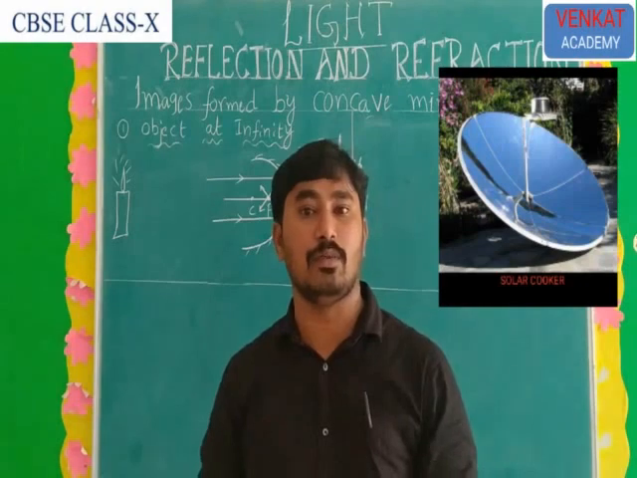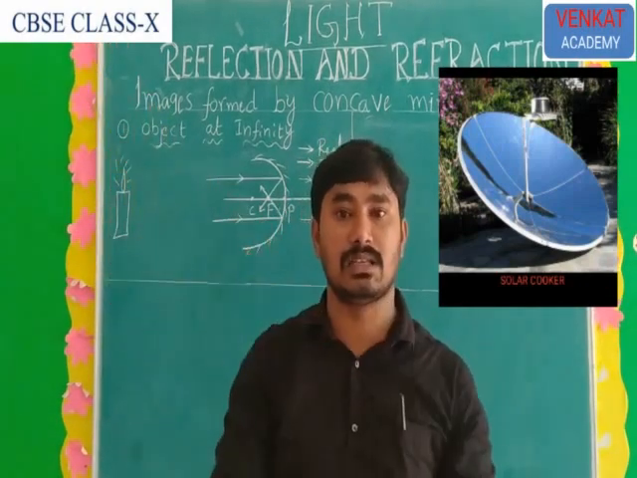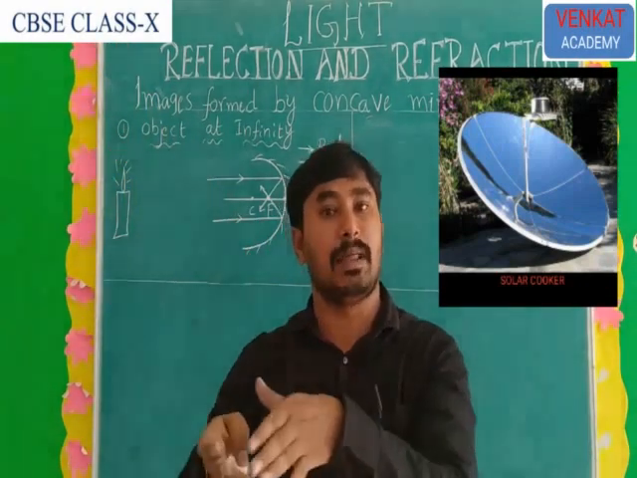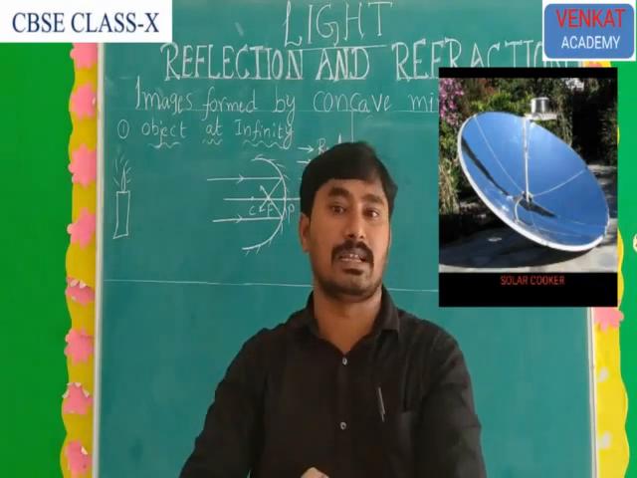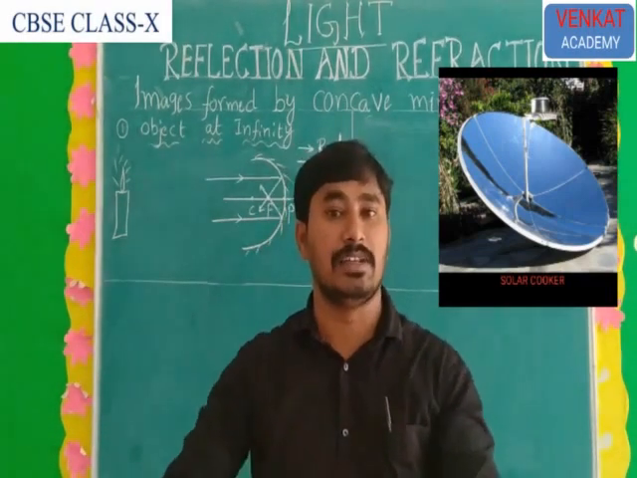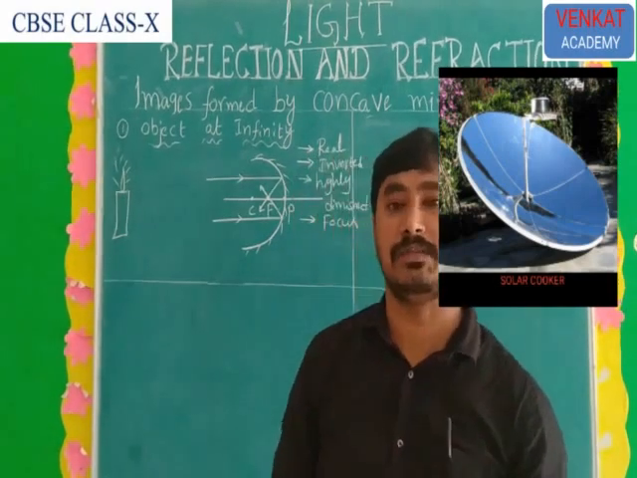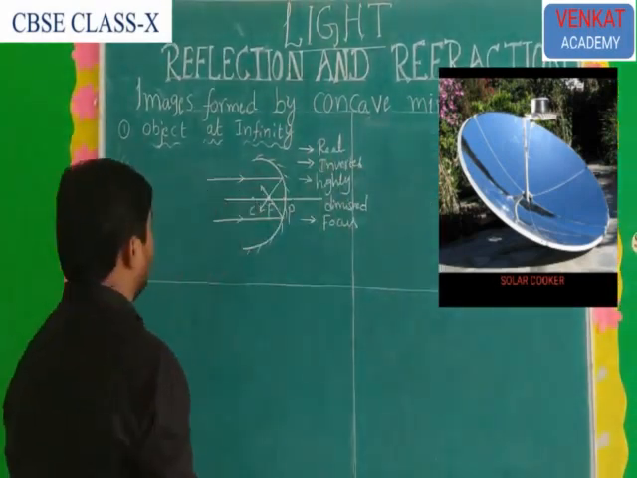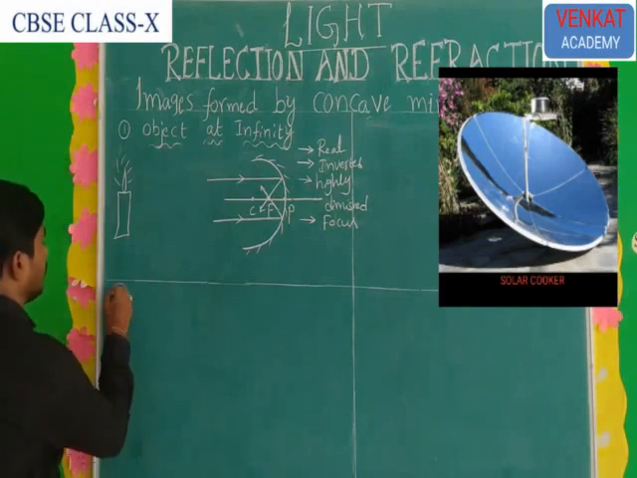In a solar cooker, how does it work? The sunlight rays fall on the concave surface, are reflected and meet at the focus. If you keep any vessel at the focus, automatically the vessel is ready for cooking. Okay, that is the first condition. Good. Next one, what is the second condition?